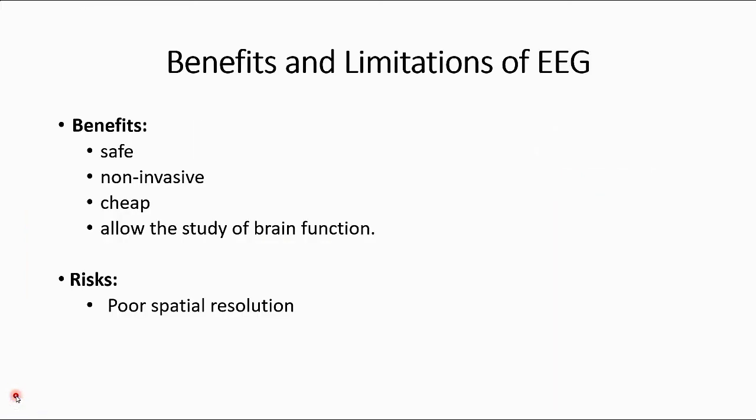As for benefits, EEG is a safe and non-invasive method to examine the electrical activity of the brain. EEG has been shown to be a cost-effective, cheap tool to explore human brain function. As for risks, the spatial resolution is poor compared to the fMRI method. A possible complication affects patients with seizure disorders, as the flashing lights that are part of the test may trigger a seizure attack.